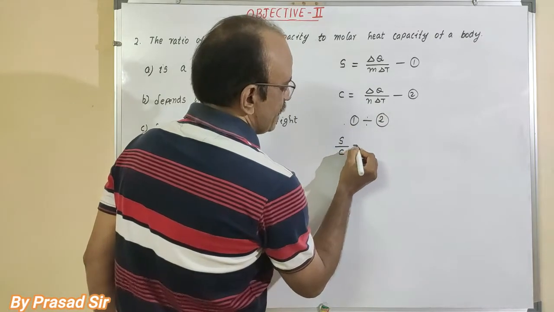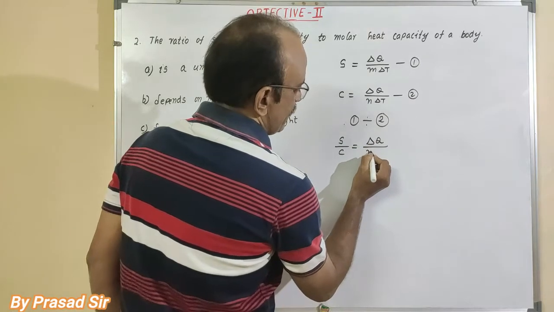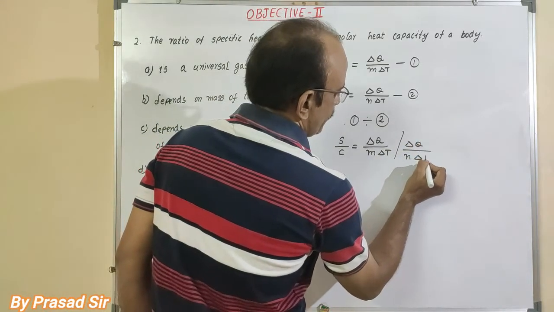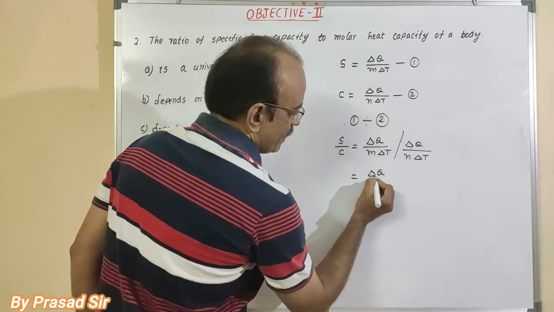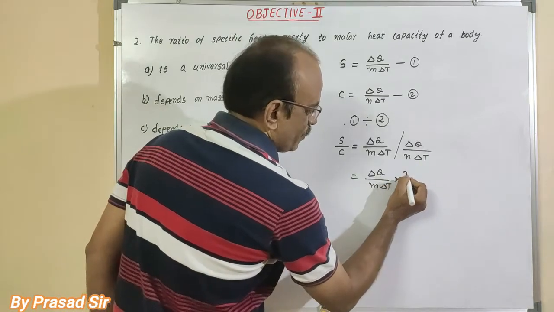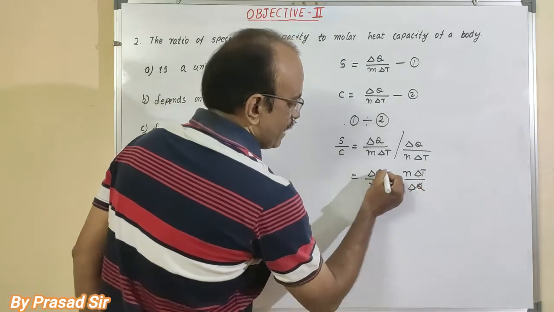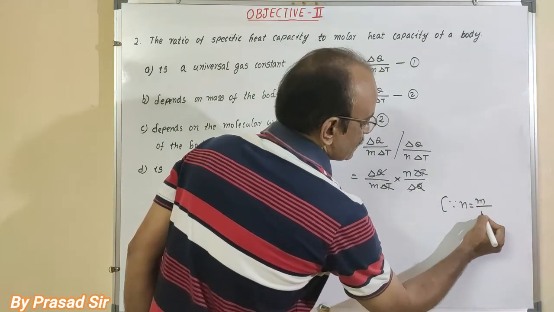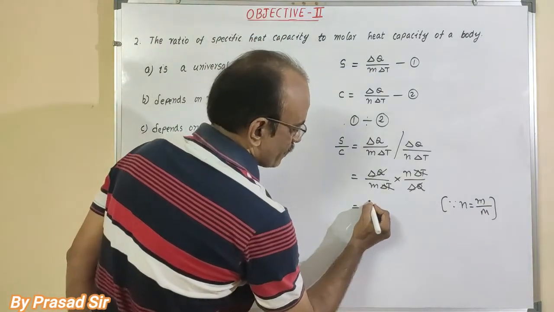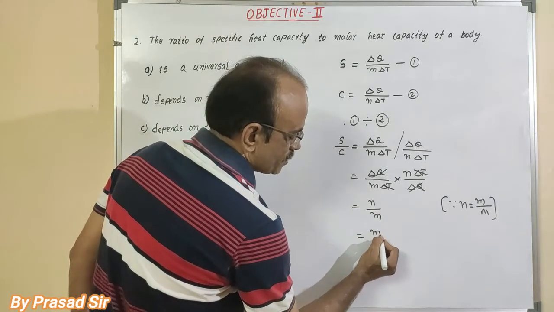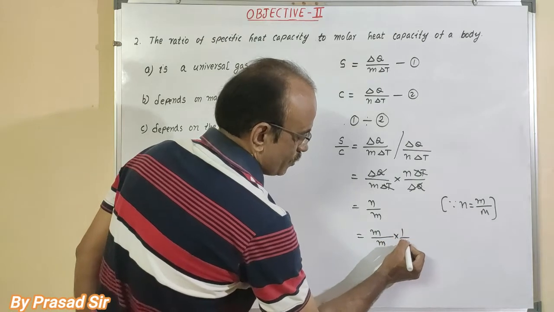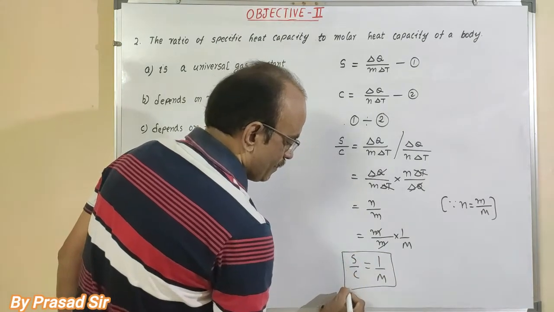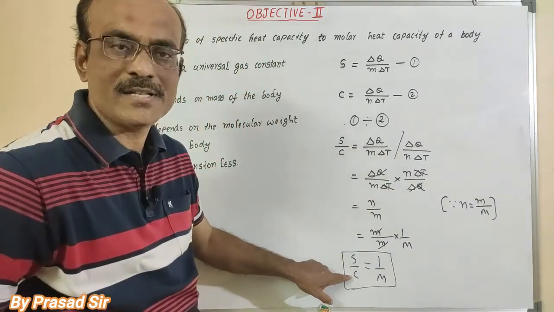So S divided by C is equal to delta Q divided by M into delta T, divided by delta Q divided by N into delta T. So delta Q divided by M delta T, into N delta T divided by delta Q. Delta Q cancels, delta T cancels. But since we know the number of moles is equal to mass divided by molecular weight, I am substituting N as small m divided by capital M. So small m cancels, leaving 1 by M. S divided by C is equal to 1 by M. The ratio of specific heat and molar heat capacity is 1 by M.